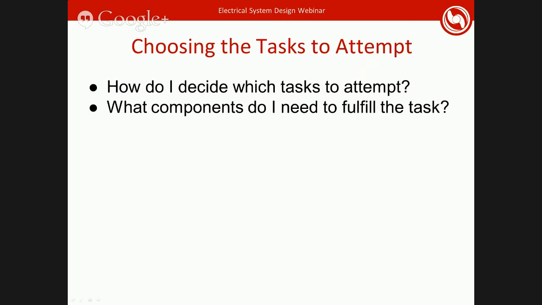So first off, the hardest part is really choosing which tasks to attempt, because at least for our team, we try to attempt basically everything. But looking at the fact that we've been around for close to 15 years, we've had lots of time to experiment. Our team has grown to a size of about 40 people. Our electrical team is about 10.